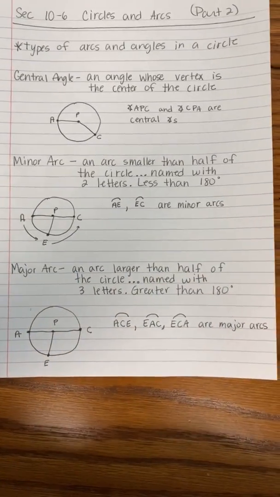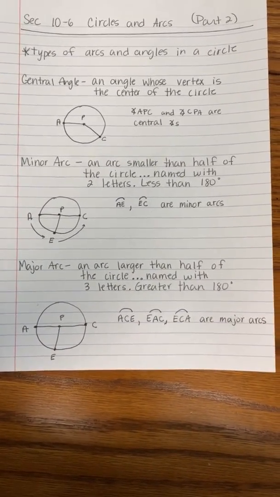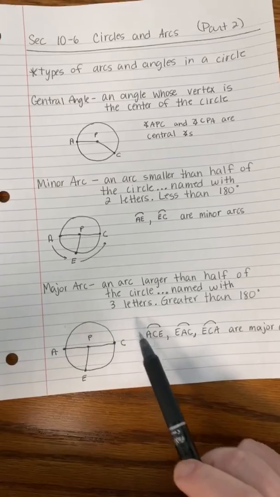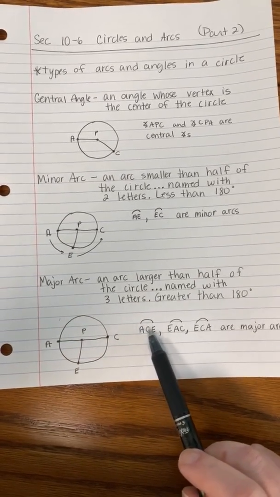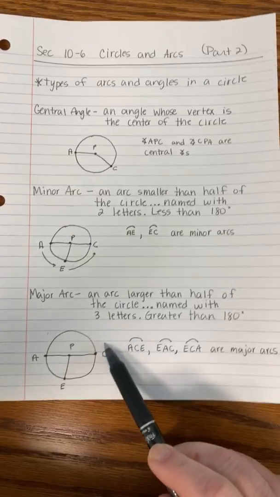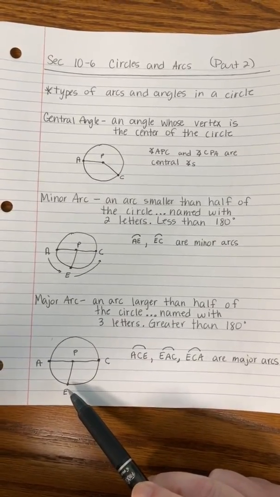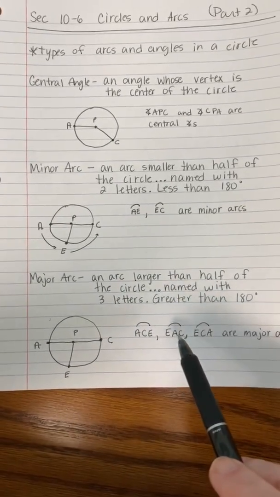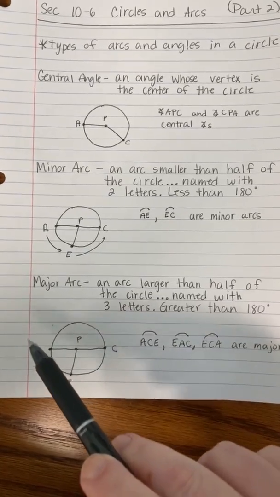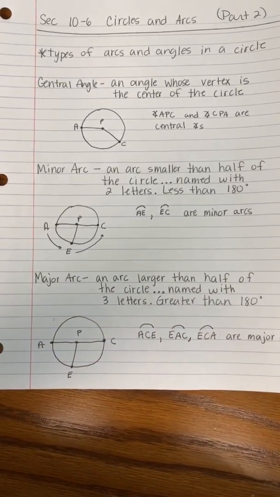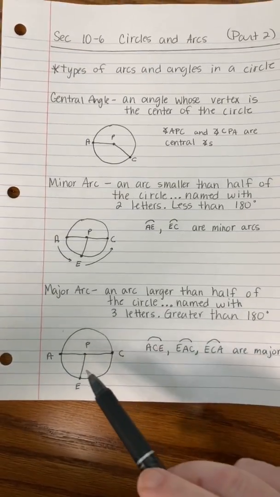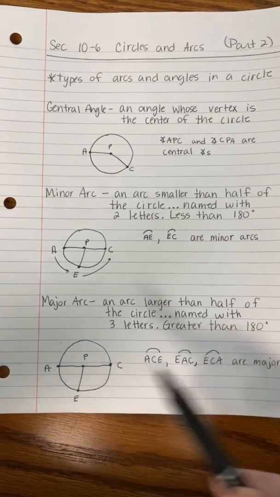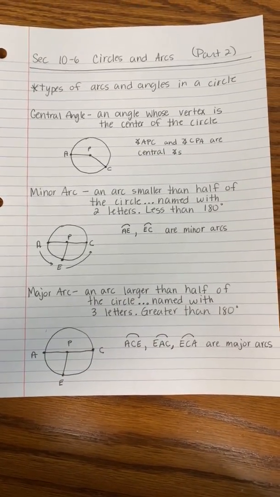So a major arc is an arc that is larger than half of the circle. So it's going to be bigger than 180 degrees. And again, we name it with three letters. So on this one, arc ACE. So A to C to E. I went in that direction, okay? That's bigger than 180 degrees. Arc EAC, so E to A to C, bigger than 180 degrees. E to C to A, then go in this direction this time. So E to C to A, bigger than 180 degrees. Okay, those are all major arcs.